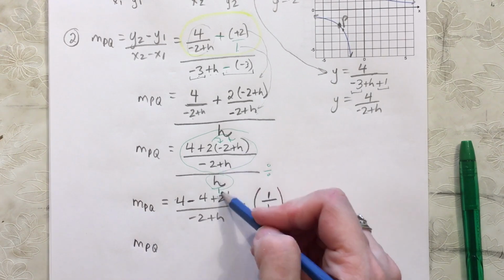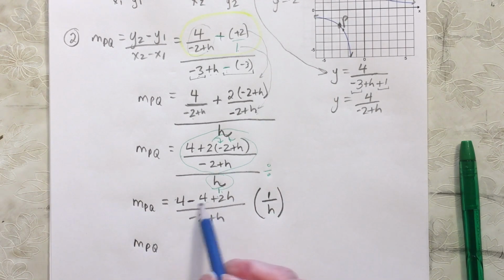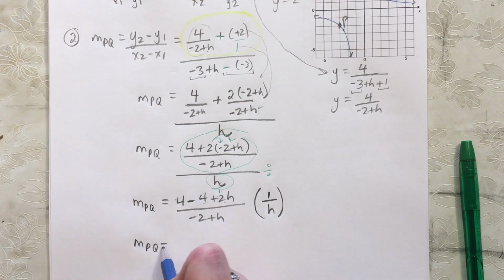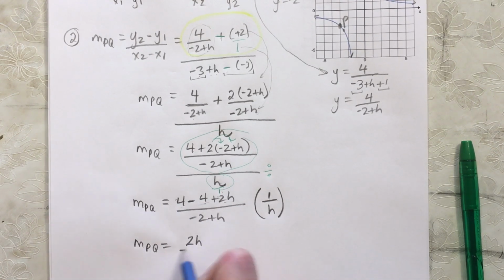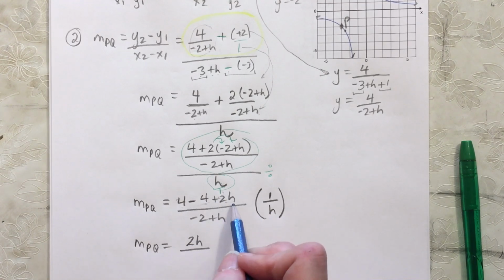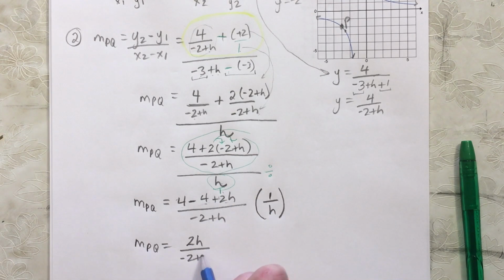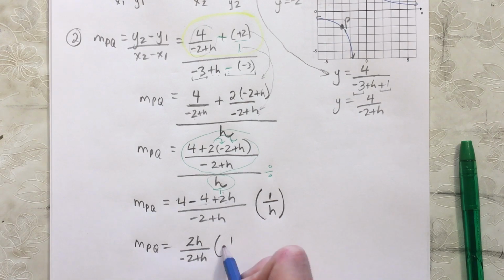So we've taken care of everything here. I'm going to simplify the numerator here a bit more. So I've got 4 minus 4 is 0, so I'm just left with 2h in the top of this first fraction, and negative 2 plus h, times 1 over h.